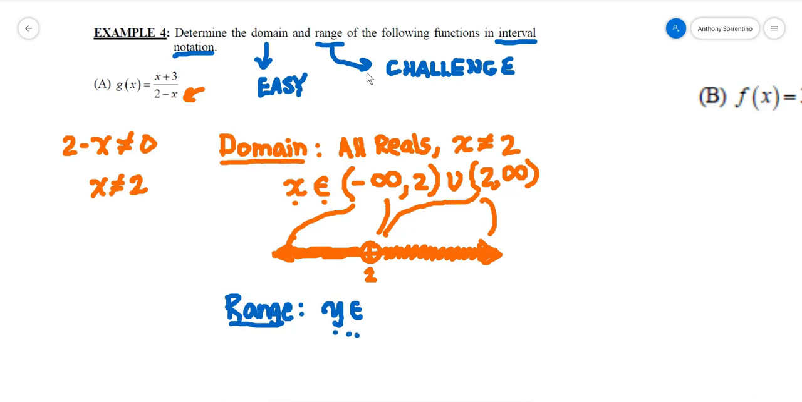It's anything but -1. And so in a very similar fashion to what I did above there, I would say everything but -1 in interval notation. Moving on to the next one.